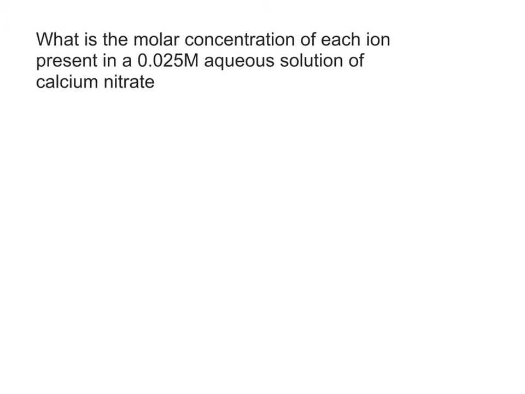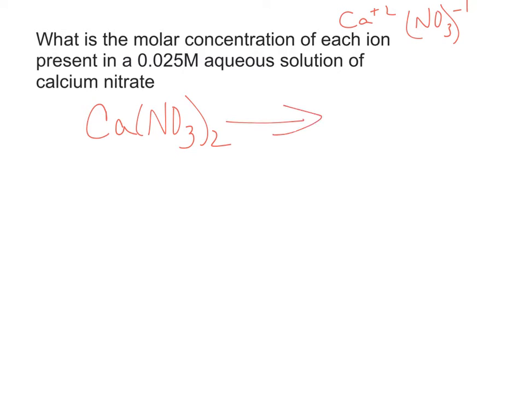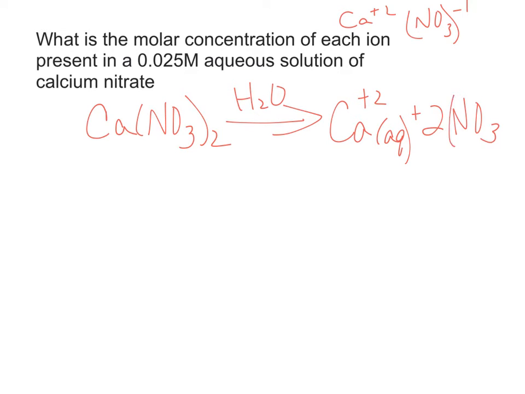So the first thing that we need to remember is that calcium nitrate, which would be written like this, we have to know how to write it. We need 2 nitrates for every calcium, because calcium is a +2 ion, nitrate is -1. And when this dissolves, it's going to break up into a calcium ion, which is aqueous, and 2 nitrate ions, which are both aqueous. That's what happens when calcium nitrate dissolves.